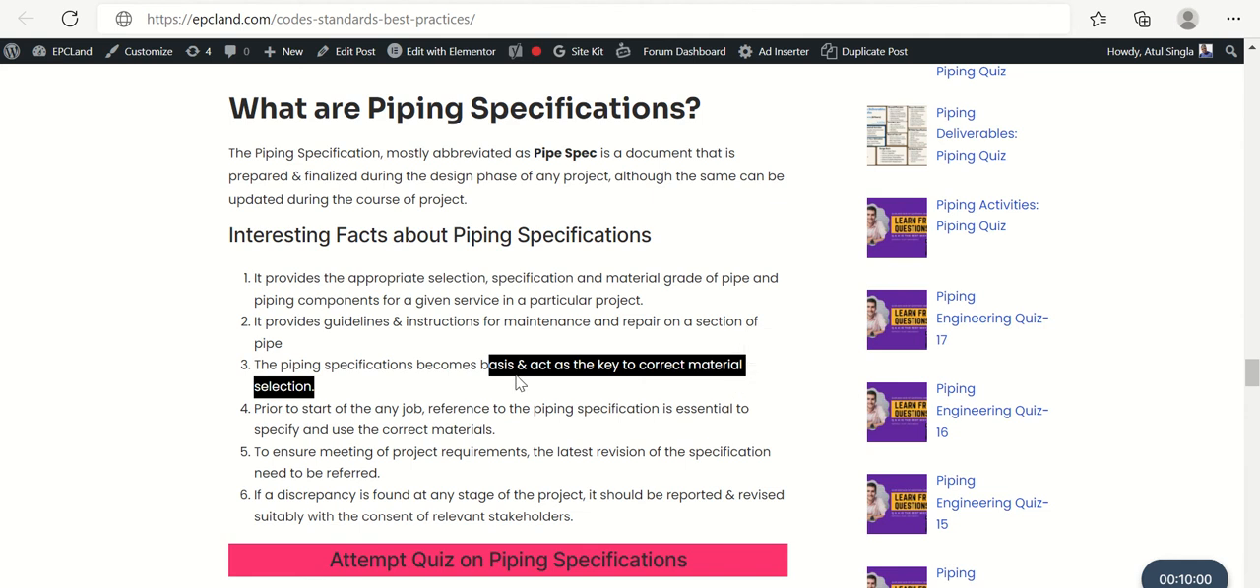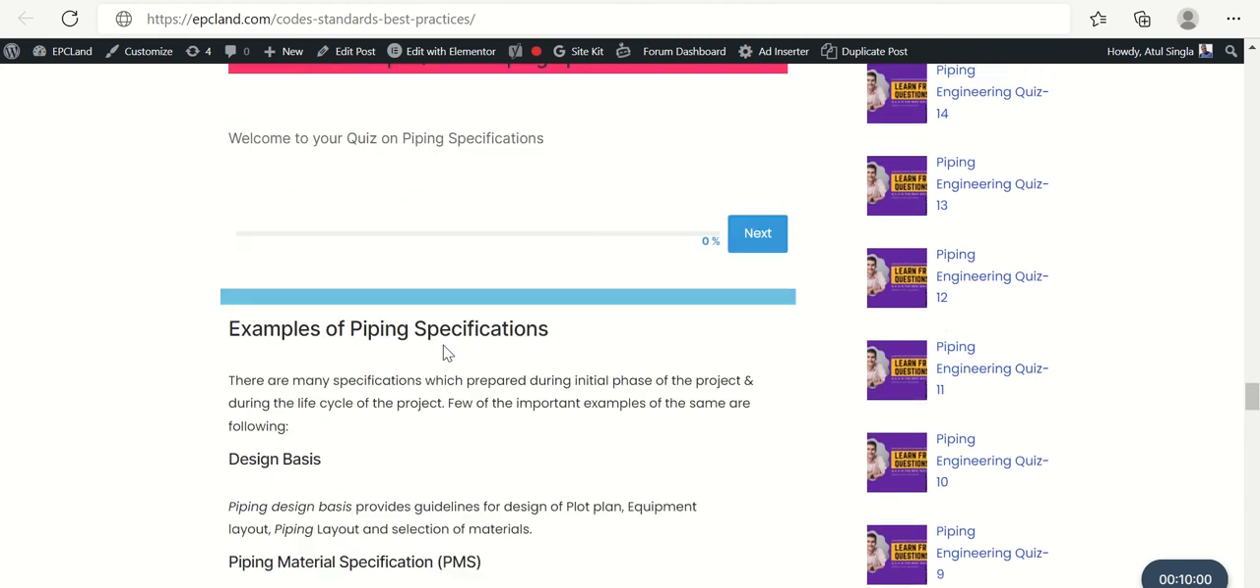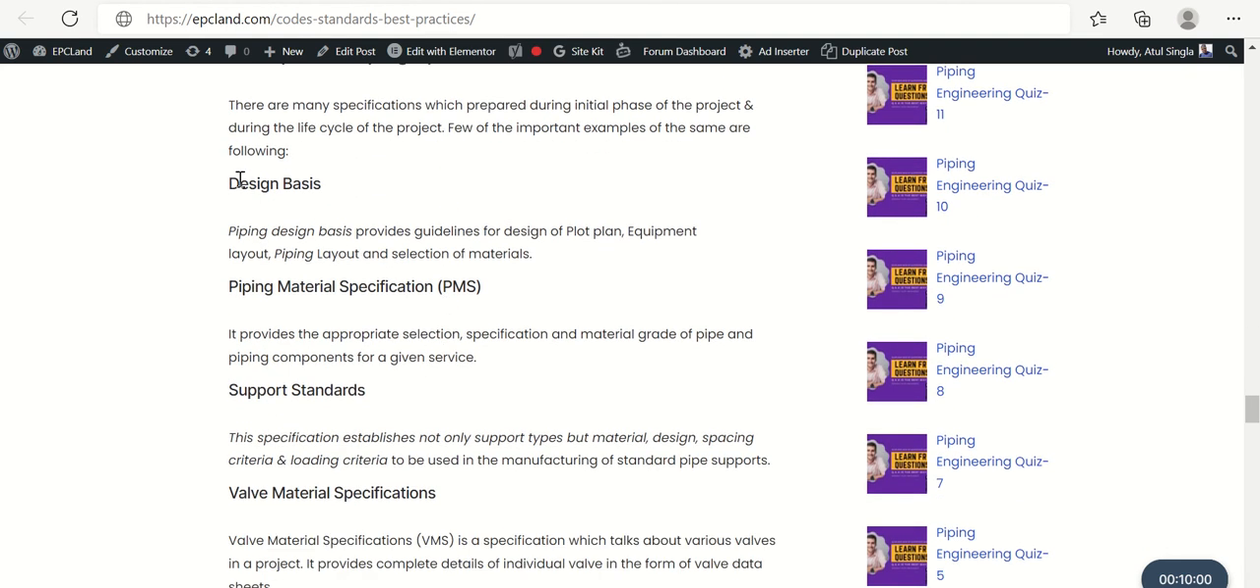So once we develop it, this will become the basis. For example, design basis is there, support standard is there, right? These are a few of the examples. If you look here, we have listed design basis as one of the piping specifications, which gives us the basis to design our plot plan, equipment layout, and selection of material. All these bases will be given in the design basis. This is one of the specifications developed during the initial phase of the project.